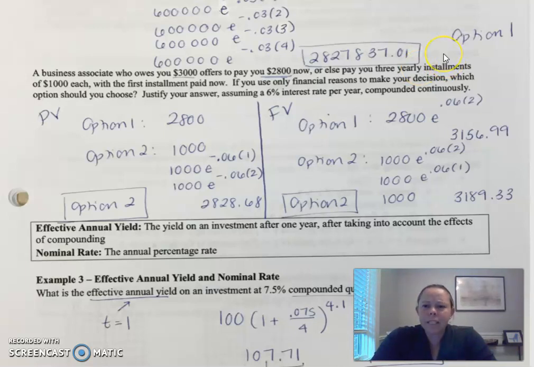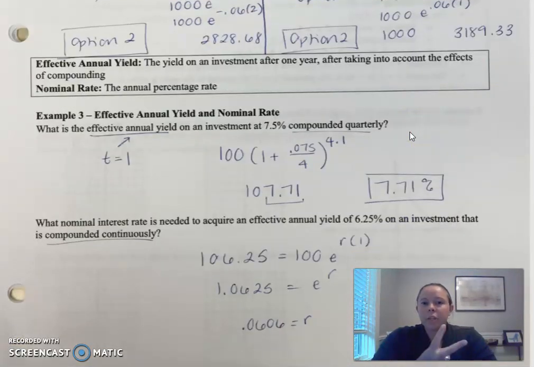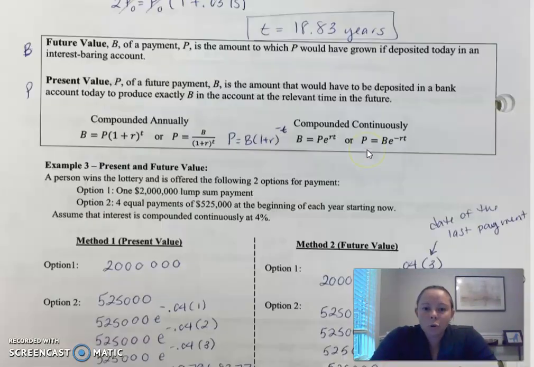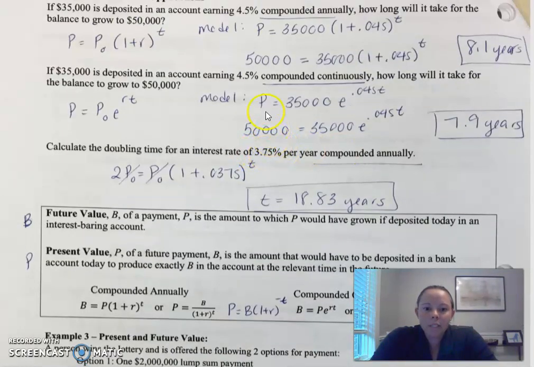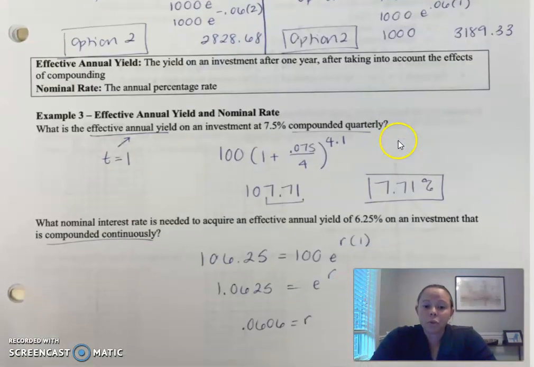Okay. Now this last concept is actually not in this section. It's in the appendix of your book. IU has deemed this an important section, or topic, so I want to make sure we hit this as well. So there's 2 different types of percentages. You're used to the nominal rate, and that's what we've been working with all along. So if I scroll back up here, this 3.75, 4.5, 4.5, those are the nominal rate. That's what you're used to. Now they're introducing you to the effective annual yield. So the yield on an investment after 1 year, after taking into account the effects of compounding.